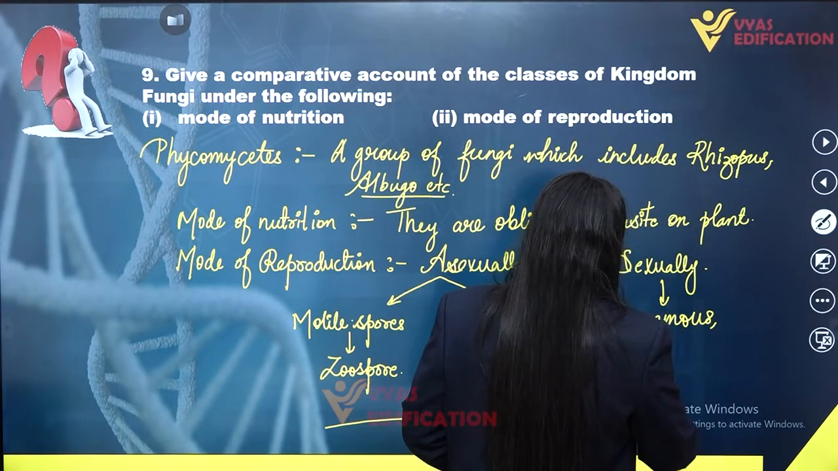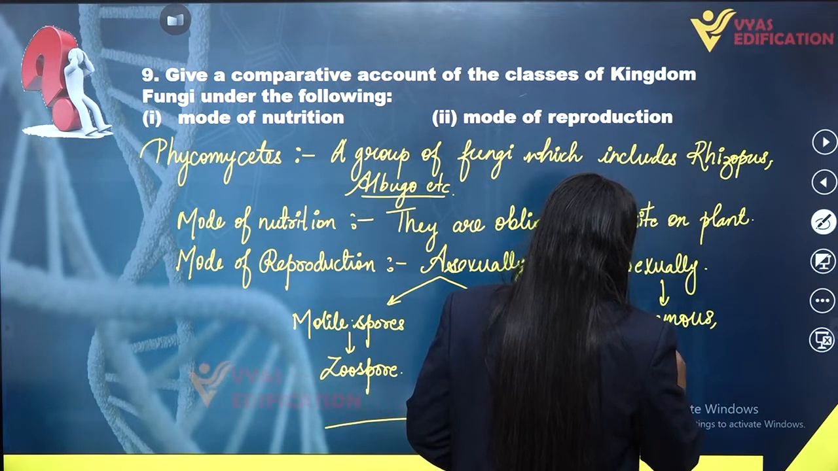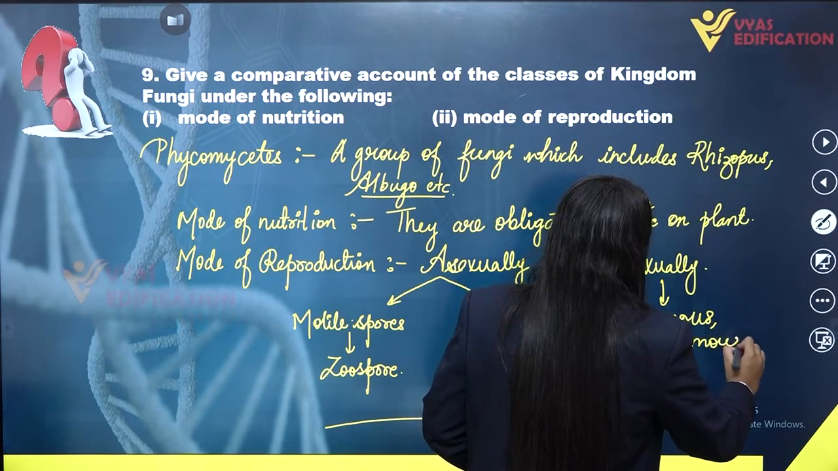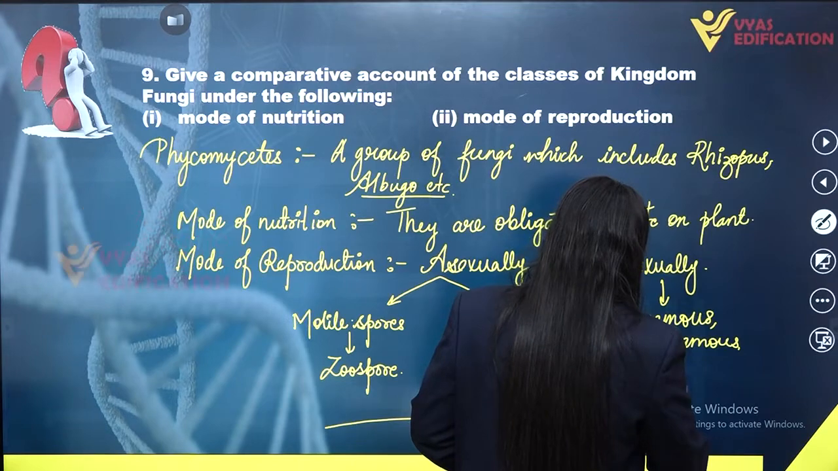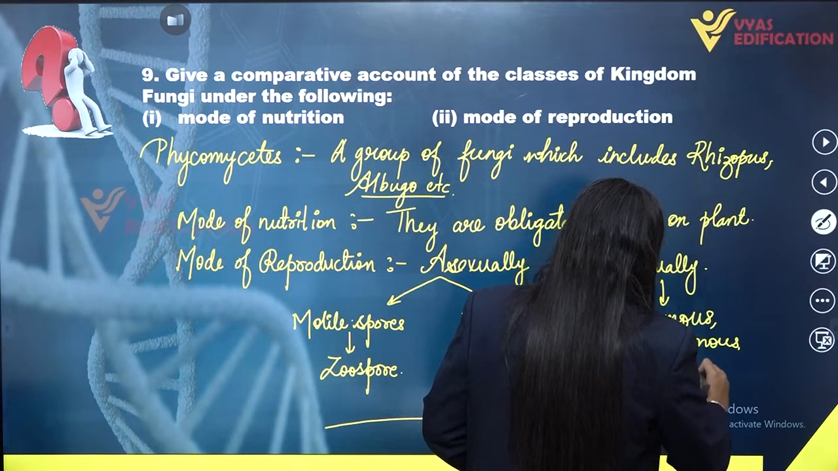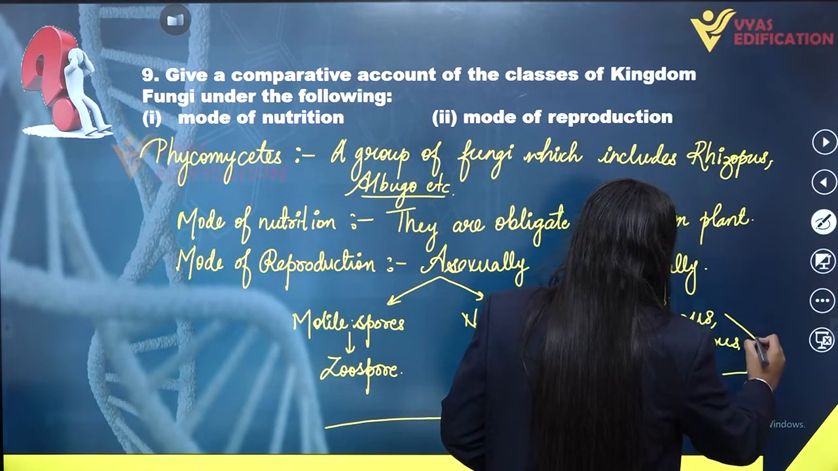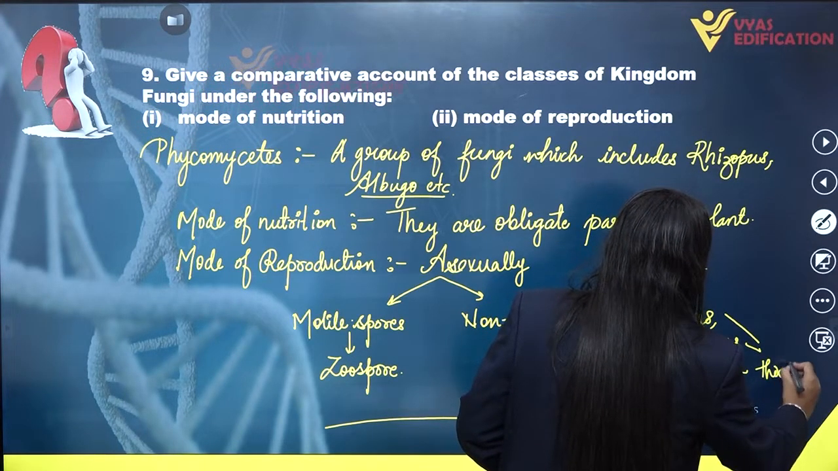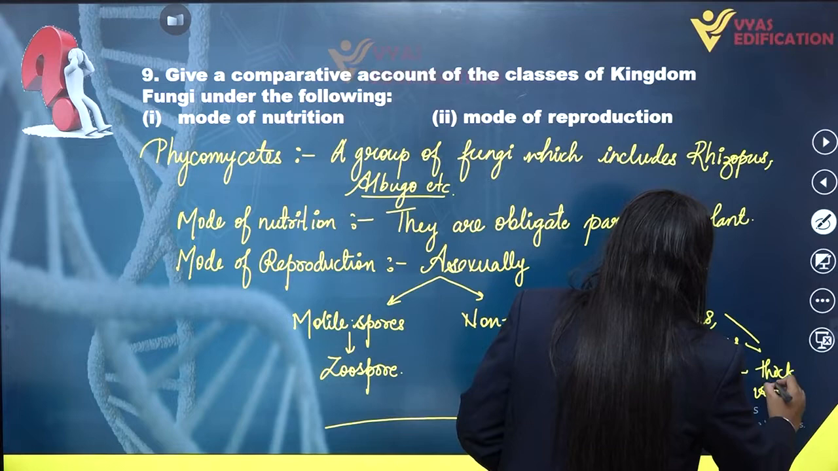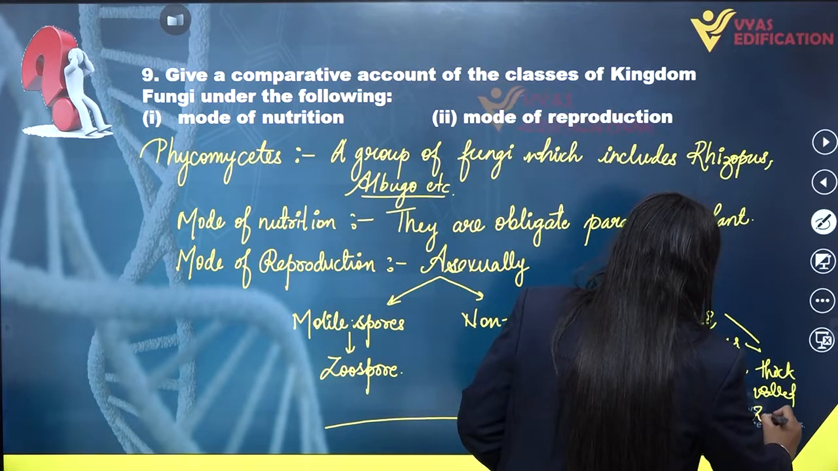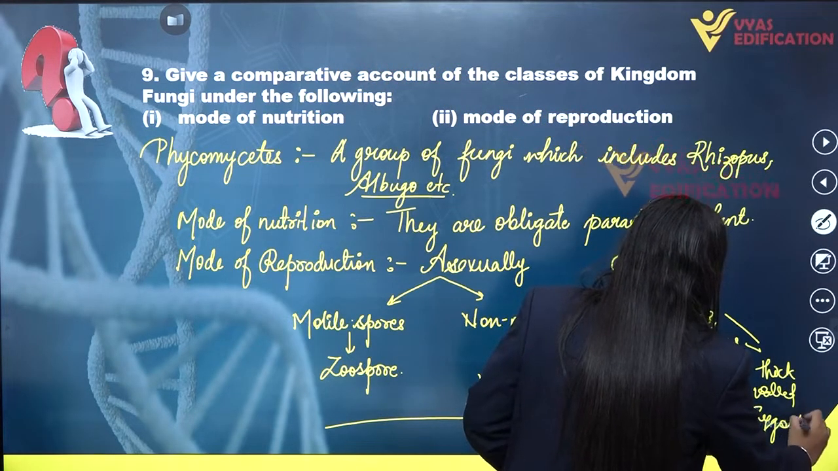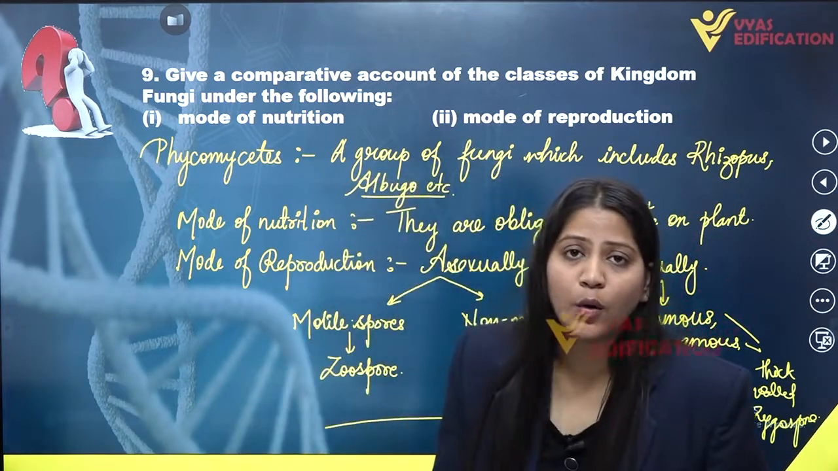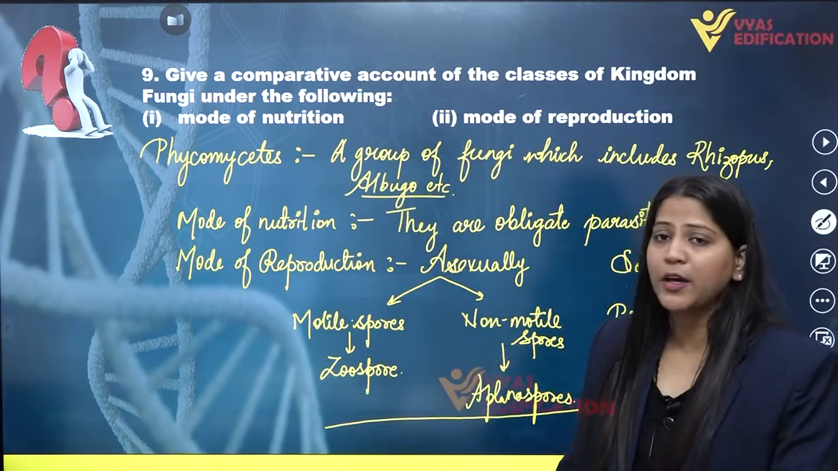If we talk about the sexual means of reproduction in them, it can be isogamous, it can be anisogamous, or it can be oogamous, which results in the formation of thick-walled zygospore. So this is about Phycomycetes.